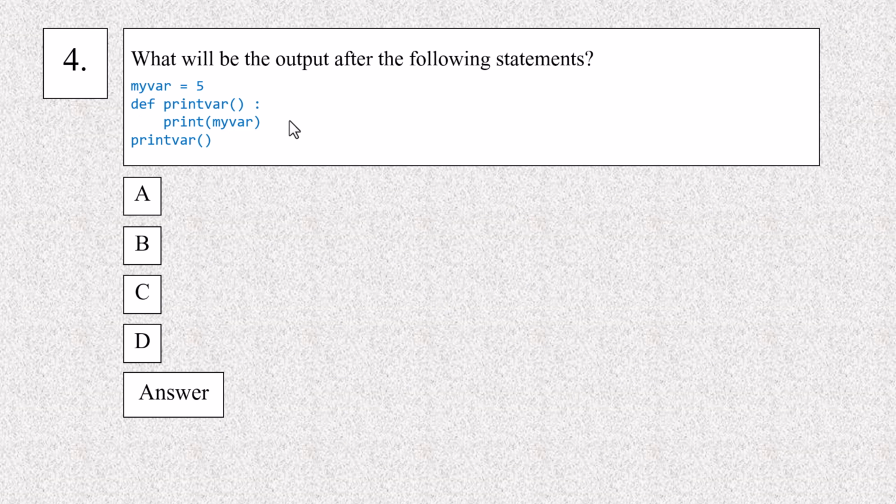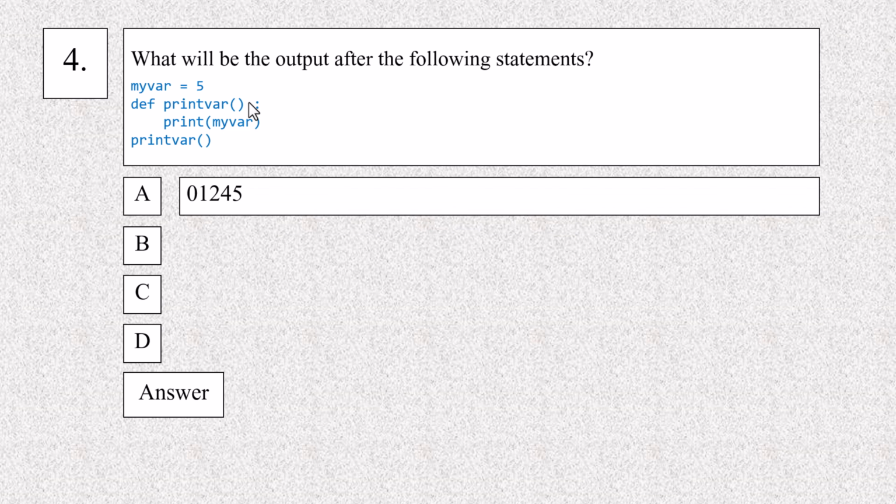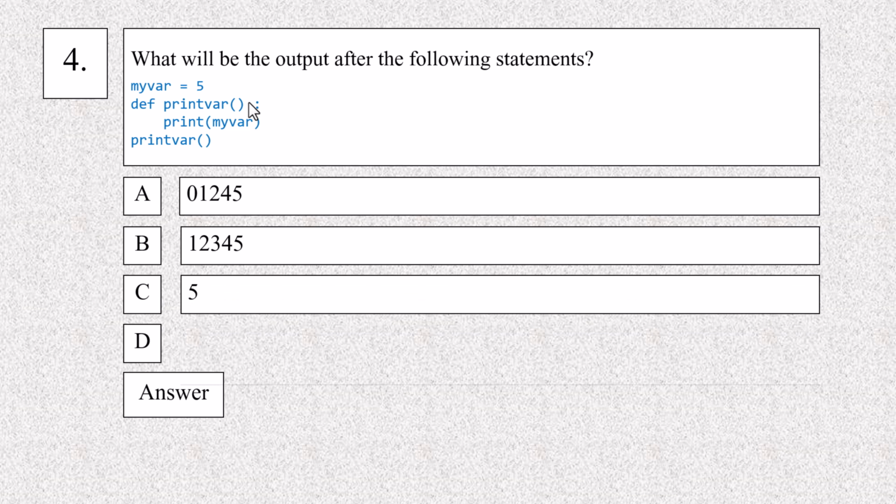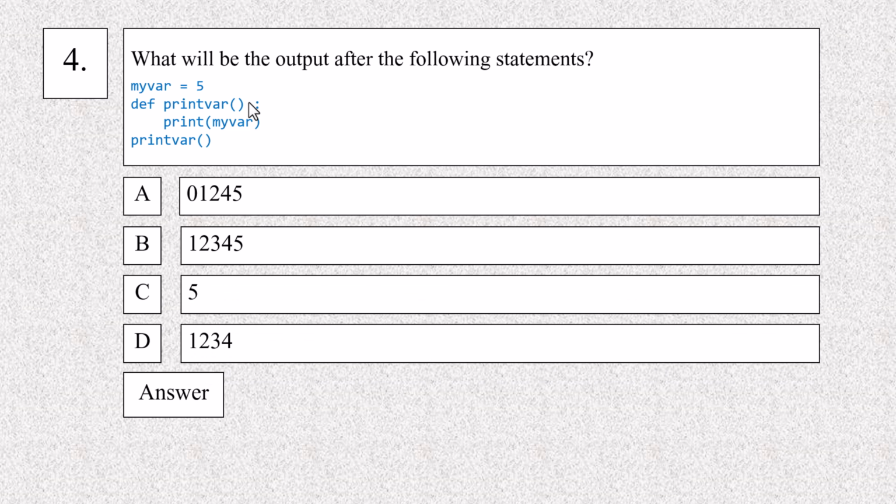Question 4. What will be the output of the following statement? So the same code which you have seen in the previous MCQ. So tell me what will be the output. Option A, 0, 1, 2, 4, 5. Option B, 1, 2, 3, 4, 5. Option C, only 5. Option D, 1, 2, 3, 4.